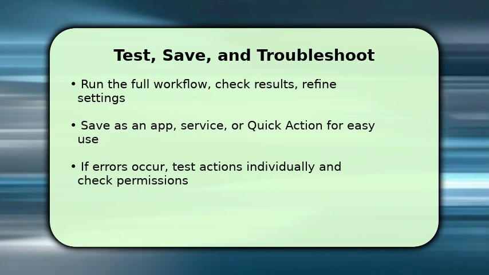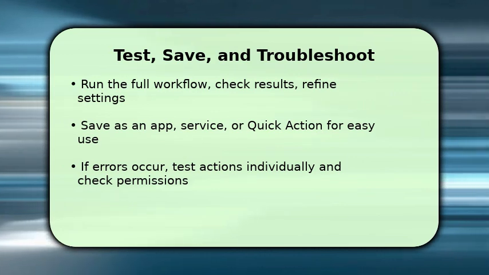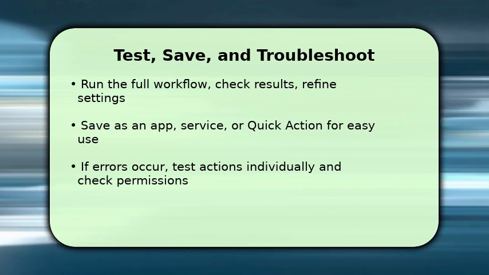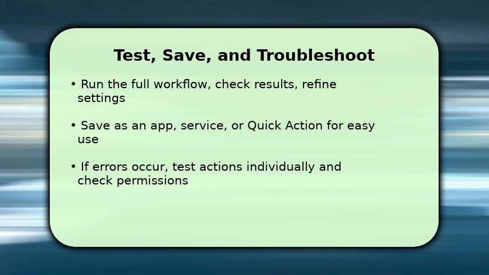Save the automation as an app, quick action, or service to run it from Finder, the Services menu, or a keyboard shortcut. If something goes wrong, make sure Automator has permission in System Settings, then test actions individually to isolate the issue. Once fixed, rerun the whole flow to confirm reliability, and close with a final save.